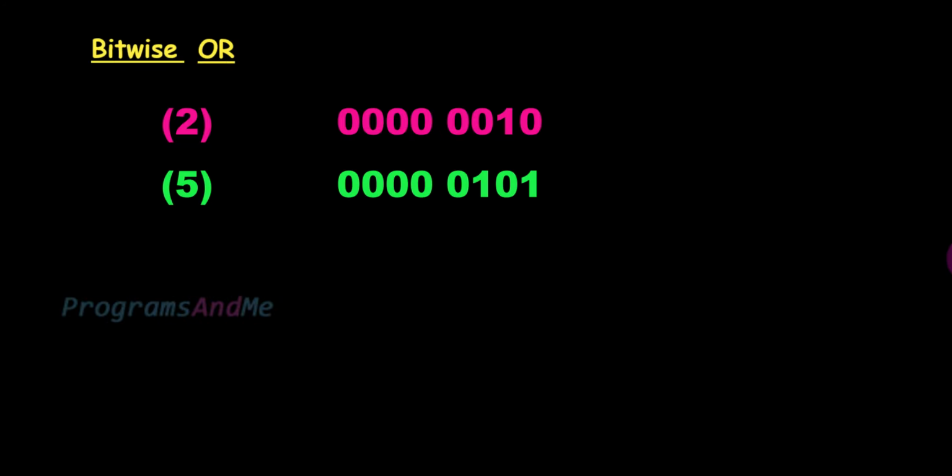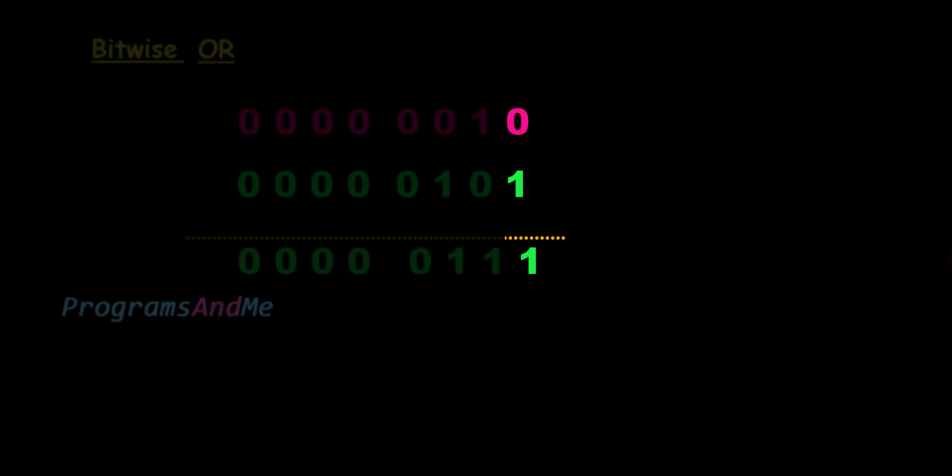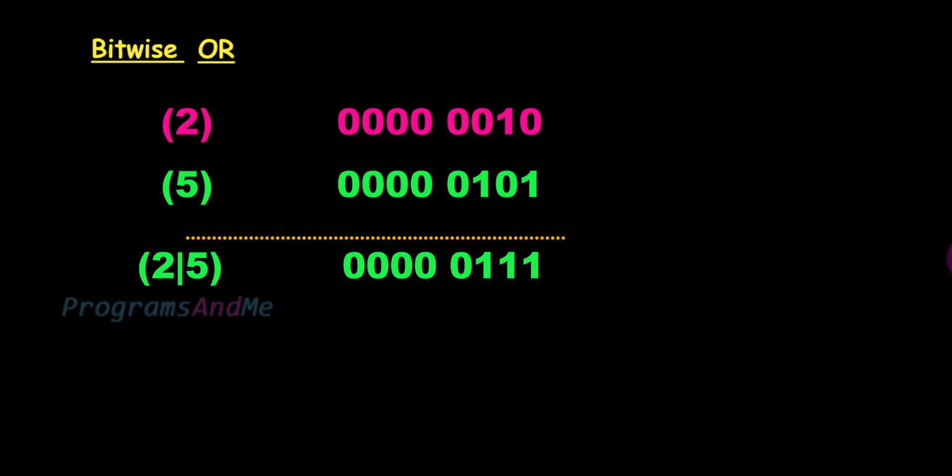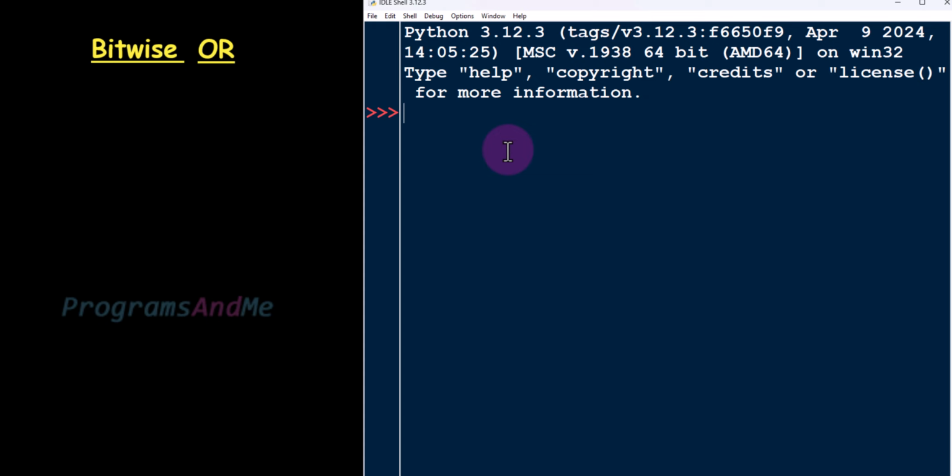Okay, so let's understand how the bitwise OR operator works. Let's take an example here, 2 OR 5. So the binary representation of 2 is this, the binary representation of 5 is this, and perform the bitwise OR operation. So if both the bits are 0, then only the output is 0, otherwise 1. So here we got the final output, and the bitwise OR operator returns the output in decimal format. So this is the binary representation of decimal value 7.